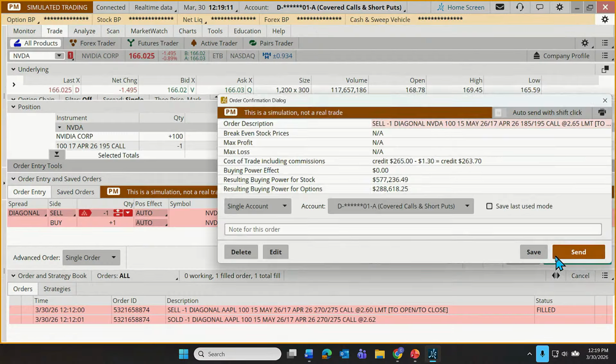Well, let's click confirm and send. It's describing this as a diagonal. That just means that we're buying one in one month and selling another in another month. But we're closing out the April, that's the 195, looking to sell the May 185 for a minimum credit of $265 minus $1.30 commission, so $263.70.